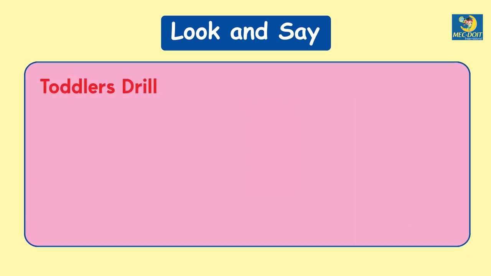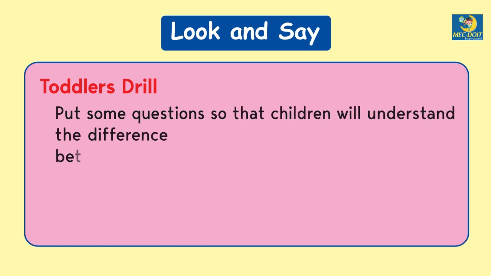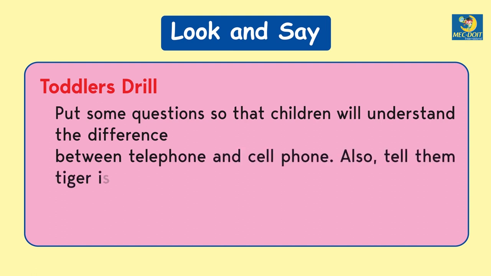Toddler's drill. Put some questions so that children will understand the difference between telephone and cell phone. Also, tell them tiger is our national animal.